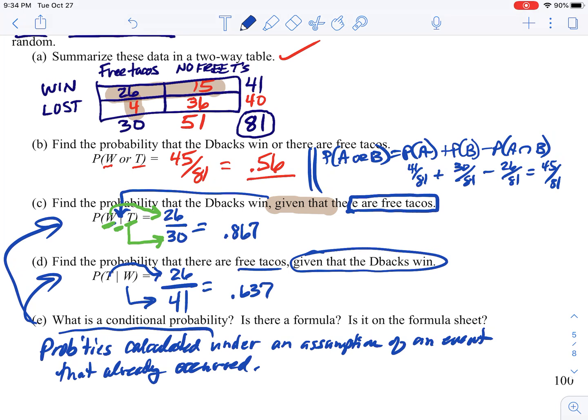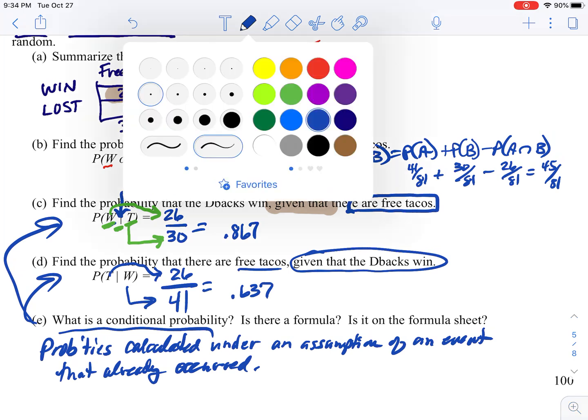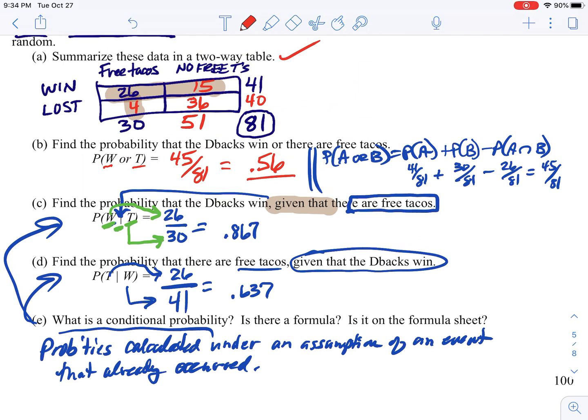Is there a formula? Well, yeah, there's a fancy formula. If you look on your formula sheet, the probability of event A, given that event B has already happened, can be calculated, if you want to go to the trouble of using a formula, by finding the probability of A and B and then dividing by the probability of B.